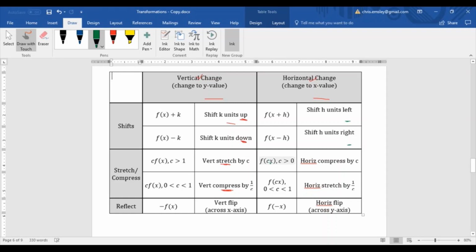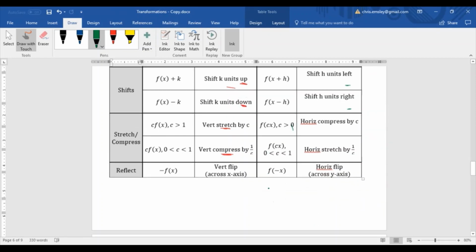Same thing here. If you multiply by a positive number, sorry, this should say greater than 1 right here. A constant greater than 1, it actually gets smaller. Usually when you think about multiplying, you think of making things bigger. And here, when you multiply by a fraction, it actually stretches, it gets bigger. So the horizontal transformations are a bit counterintuitive, but if you put them all into that category, it will help you remember the direction they need to go.